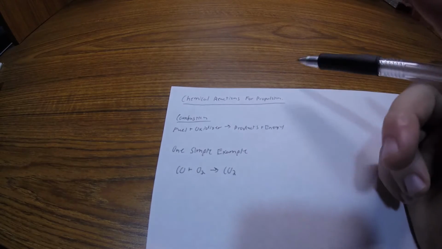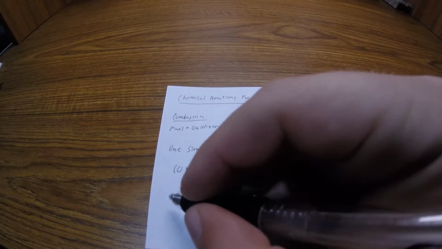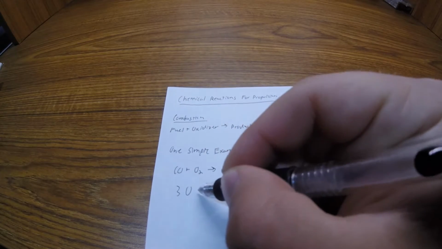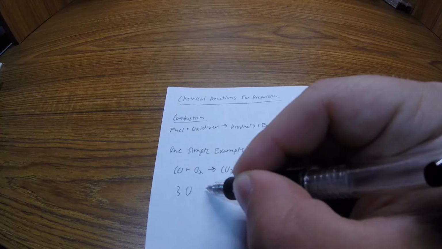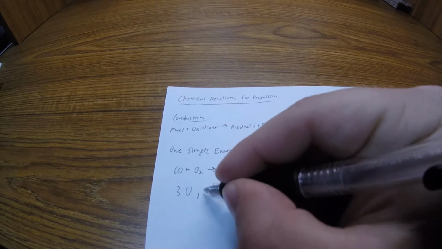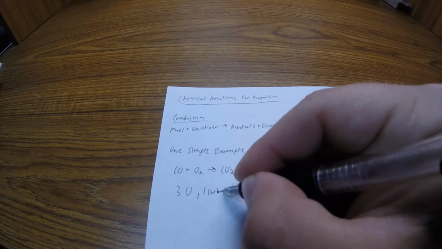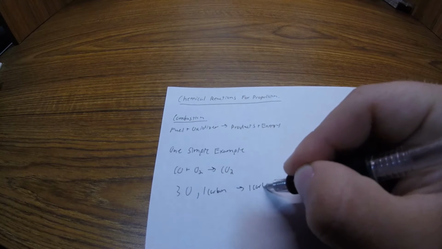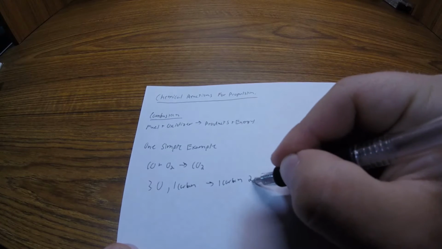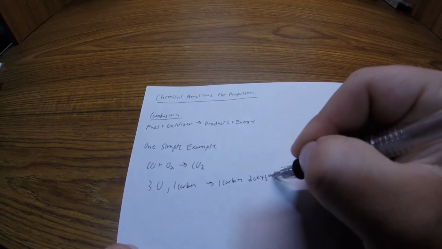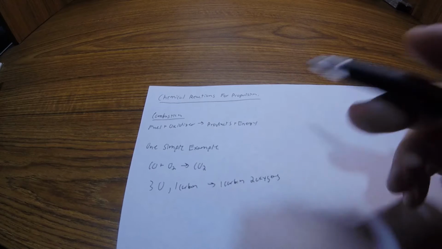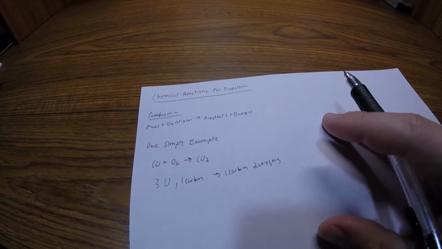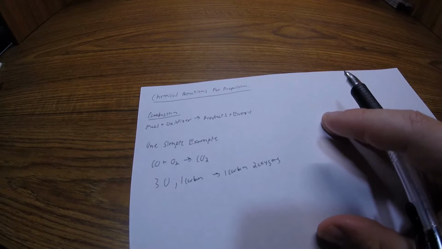But now as we see in this equation, on the left side we have 3 oxygens, and then on the right side 1 carbon, and then on the left side we have 1 carbon and 2 oxygens. So this is not a balanced equation. So we want to balance it. So this one would be simple to balance.